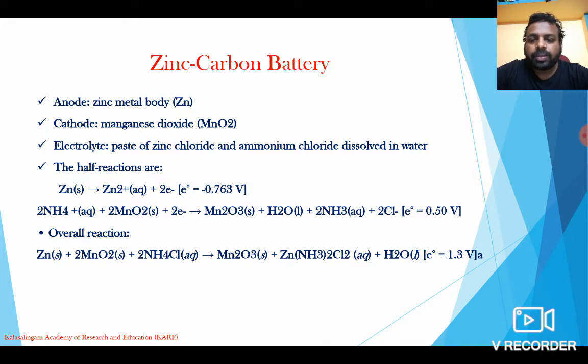So here you can see both the electrodes have emitted 0.763 volt of power in the anode, and 0.5 volt of power in the cathode. So overall, the zinc carbon battery can liberate a power of 1.3 volt.